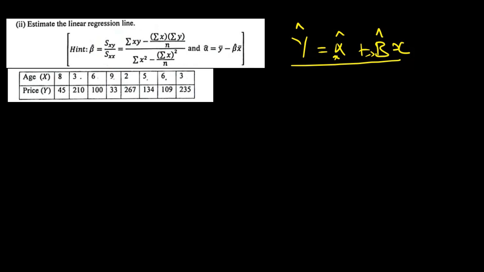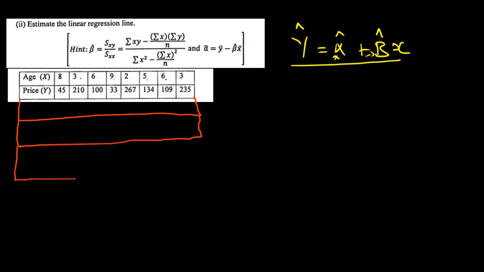So to this table that has age, which is the x, and price, which is the y, I'm going to add a few more rows. The first row I'm going to say is for xy, and then another one for x squared. Then I'm going to have another one for y squared.